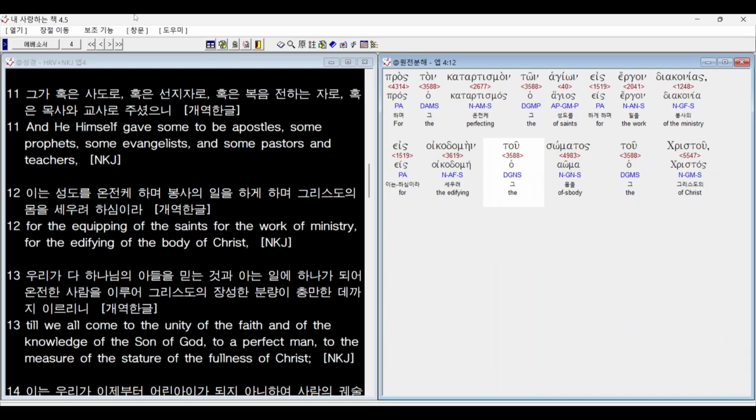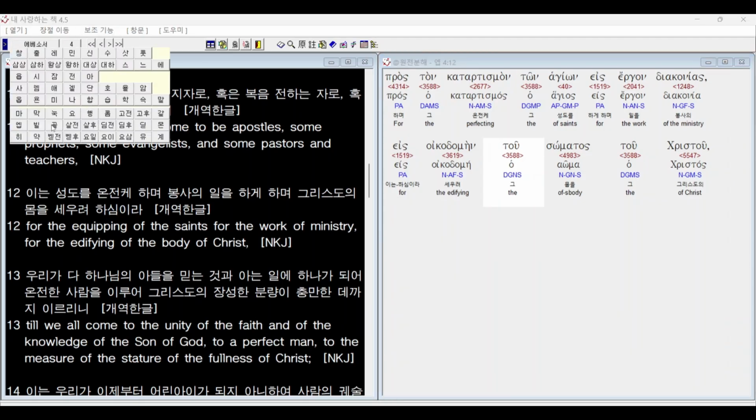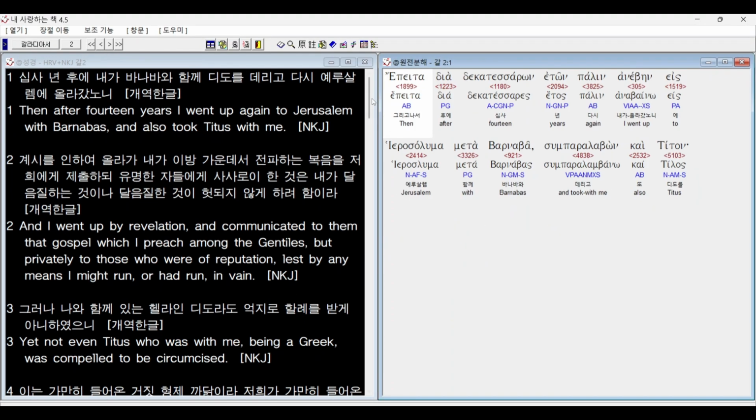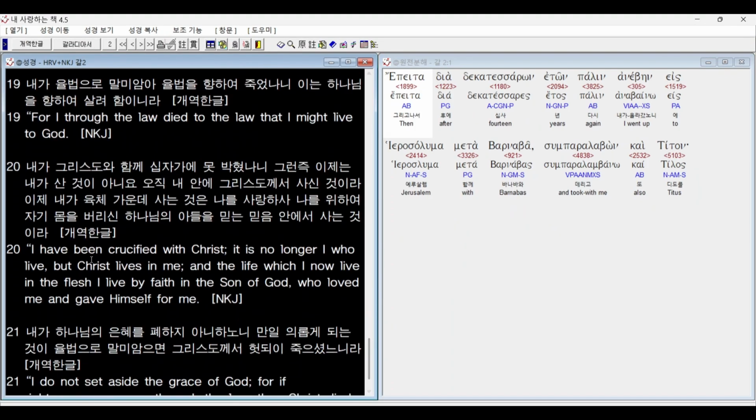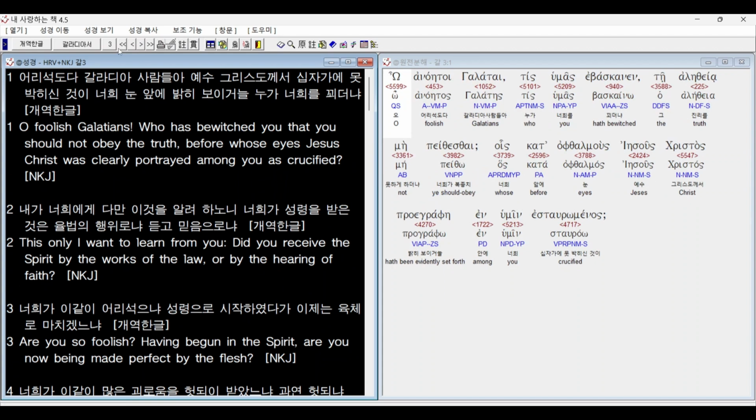We already see that, right? Apostle Paul even says that when we go to Galatians chapter 2, verse 20, I have been crucified with Christ. And even Galatians chapter 3 says, foolish Galatians, who has bewitched you that you should not obey the truth, before whose eyes Jesus was clearly portrayed among you as crucified. We correct this one: not among you, on the right side, and human, in you.